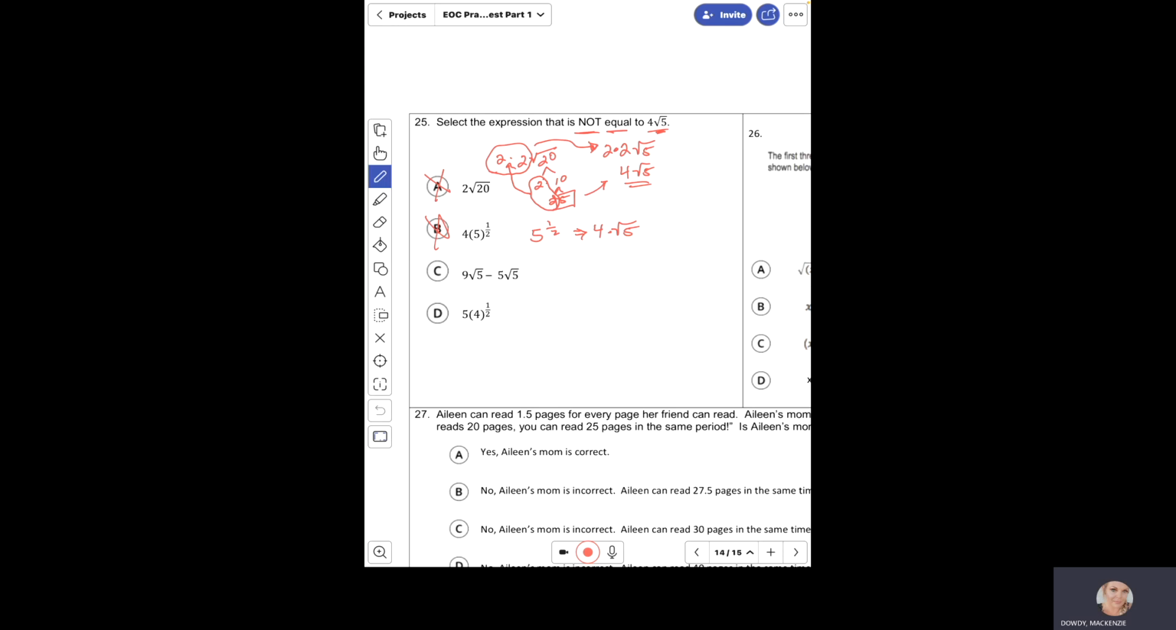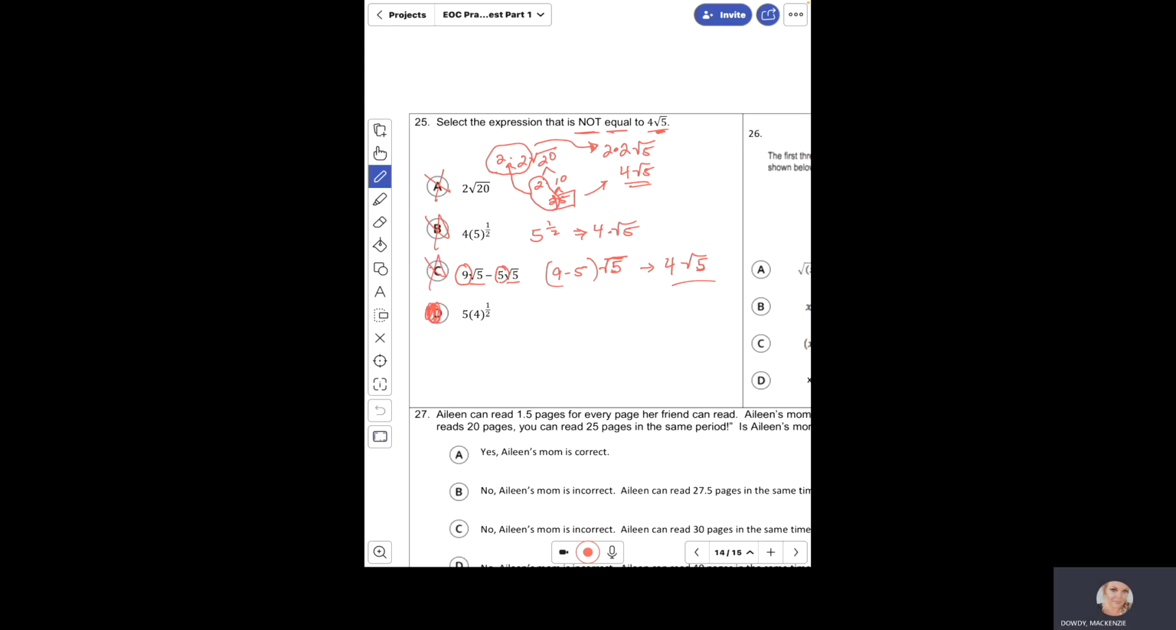C: we have 9 times the square root of 5 minus 5 times the square root of 5. Because we have the same radicals, we can just take our values here and subtract them. So it's really just 9 minus 5 times the square root of 5. There's no new math or anything. 9 minus 5 still equals 4. And then you have times the square root of 5. And that is equal to what they originally said. So C is not our answer.